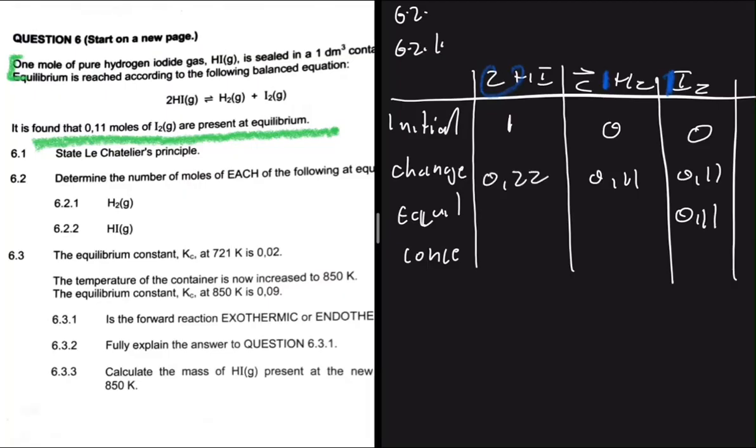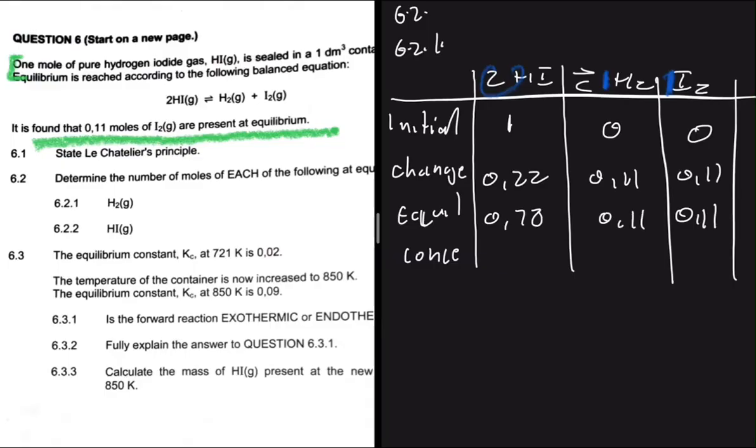So we have 0.22 right there. With that 0.22, we can then find the number of moles of HI at equilibrium, right? So it's going to be 1 minus 0.22. That's how you do it. And then in the product side, you just add. So 1 minus 0.22, I'm getting 0.78. So we have 0.78. Here we have 0.11.